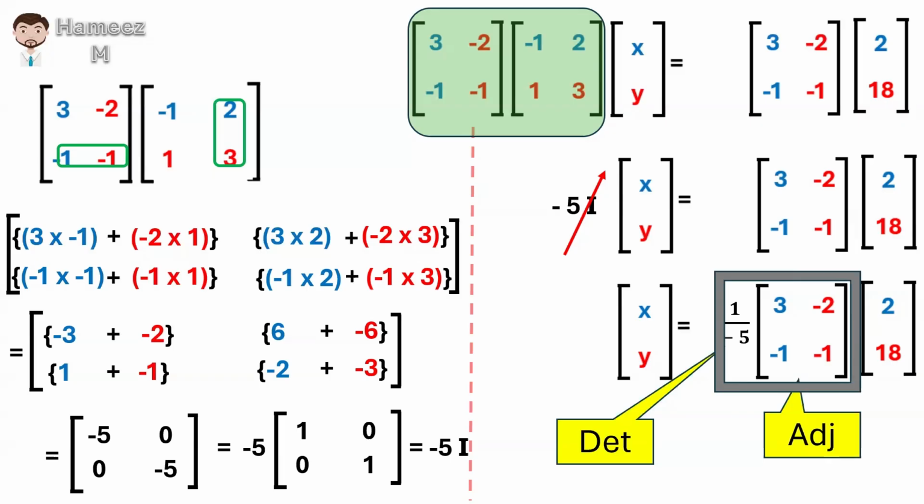So the matrix we started with was minus 1, 2, 1, 3, the coefficients of x and y. This is the inverse of that.